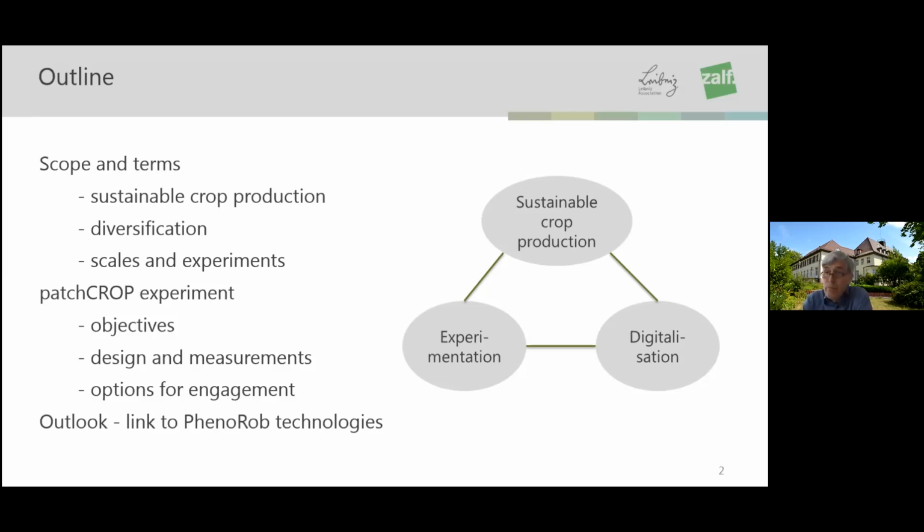presentation. I will make a link to digitalization, new digital technologies as we develop them in Phenorob, and to which extent we have a link here to the patch crop experiment and some of the opportunities that we see in that link.